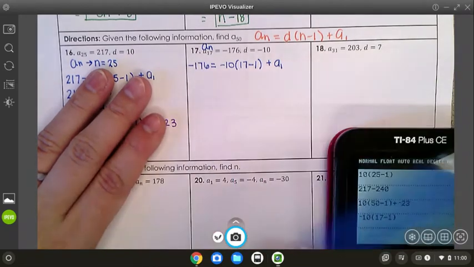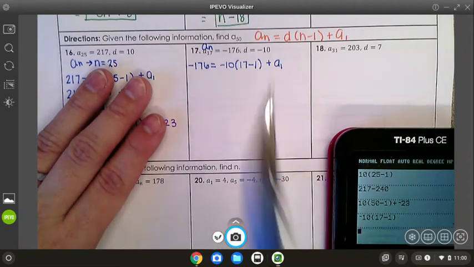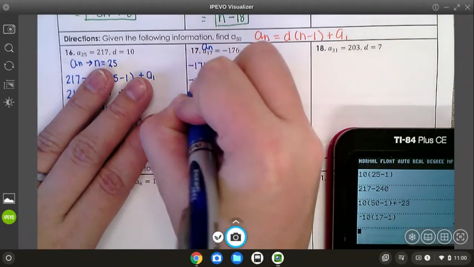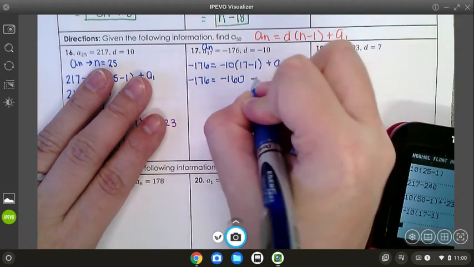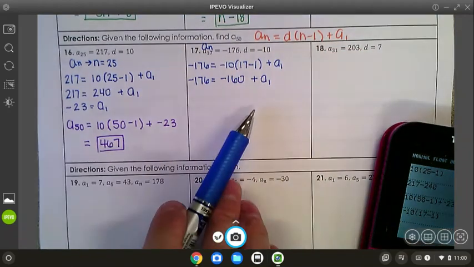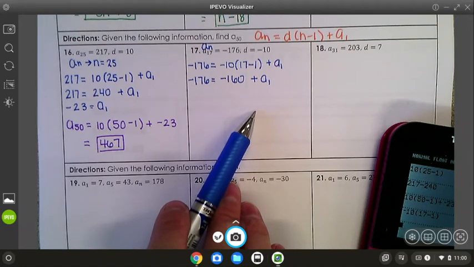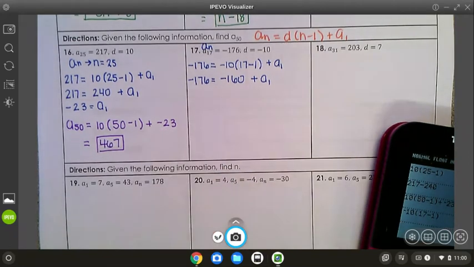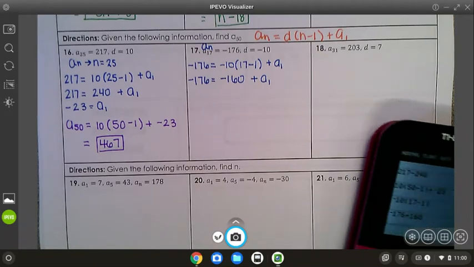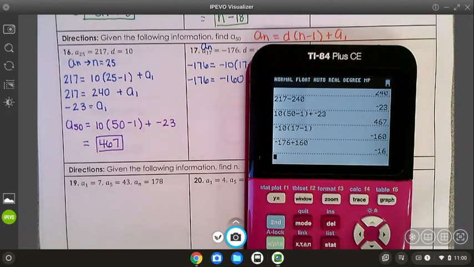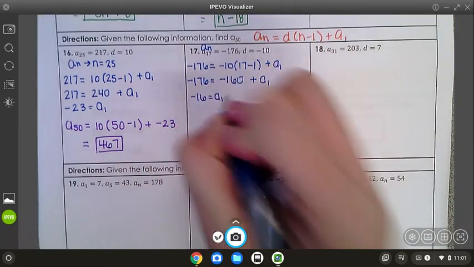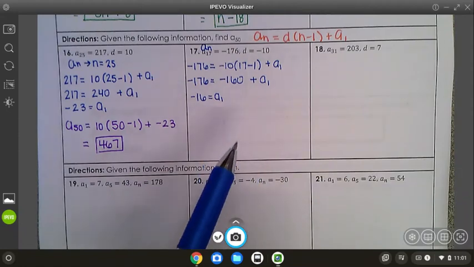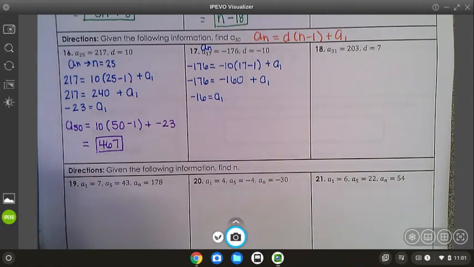So when I plug in this part, I get -160. So -176 equals -160 plus A1. And then if we add 160 to both sides, we get -16. So my A1 is -16.